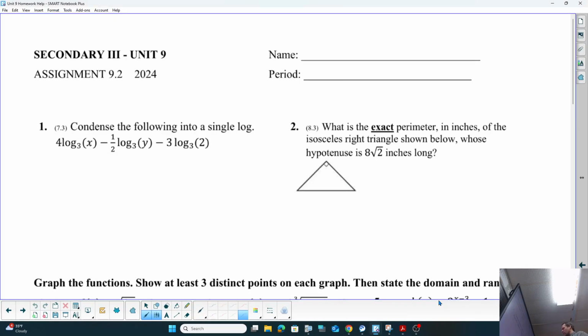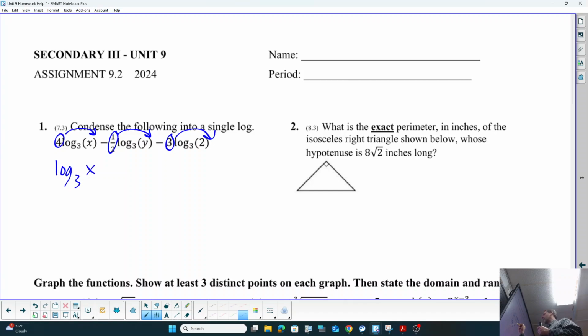Okay, so today we're looking at 9.2. We've got some review going on. Do you remember how to condense logs? Pause me. Try number 1 on your own. I'll give you a hint. Do you remember you put the powers back into position? Put the powers back into position first.